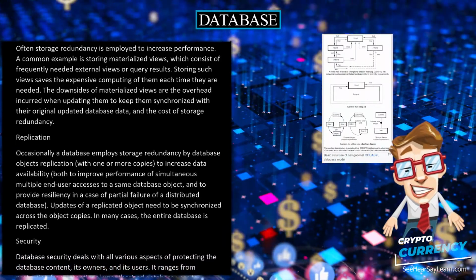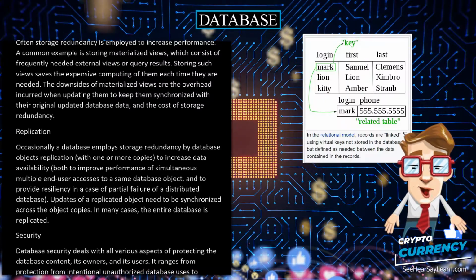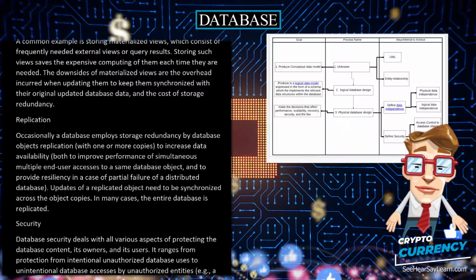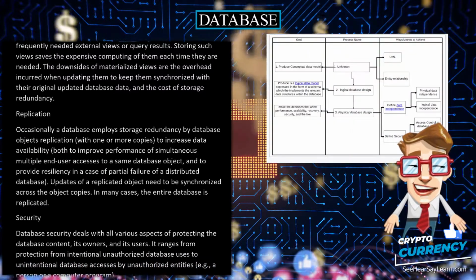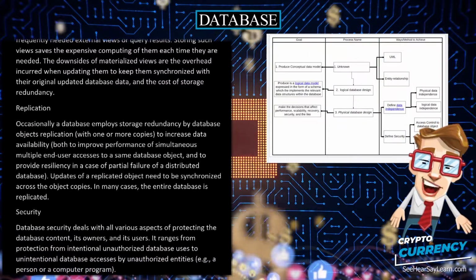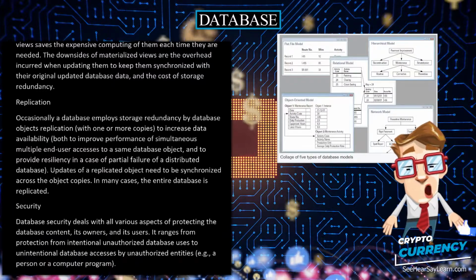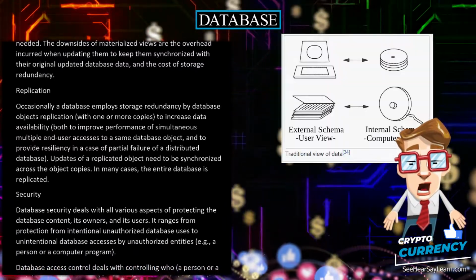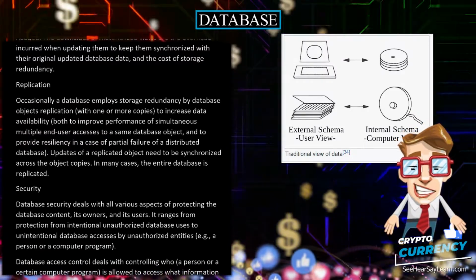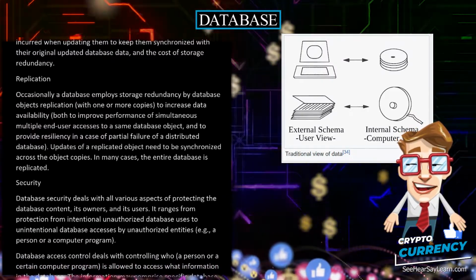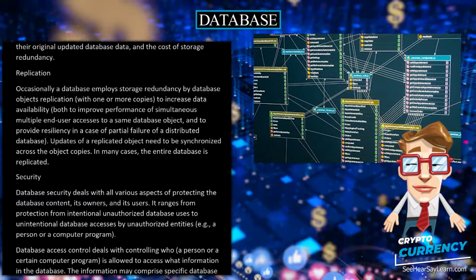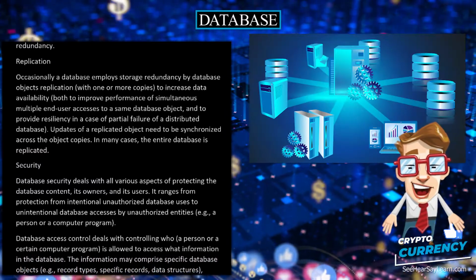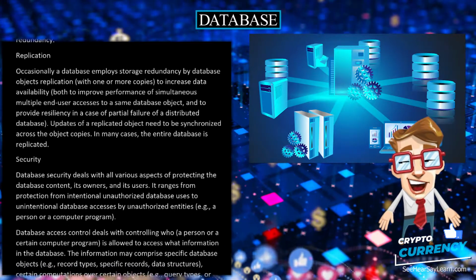Security. Database security deals with all various aspects of protecting the database content, its owners, and its users. It ranges from protection from intentional unauthorized database users to unintentional database accesses by unauthorized entities, for example, a person or a computer program. Database access control deals with controlling who, a person or a certain computer program, is allowed to access what information in the database.